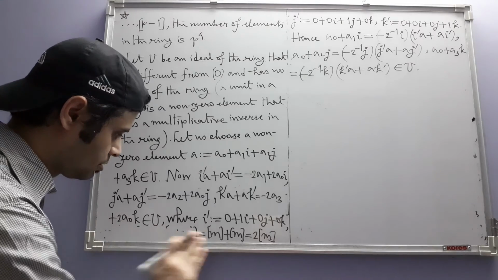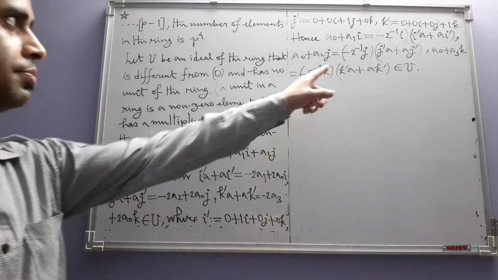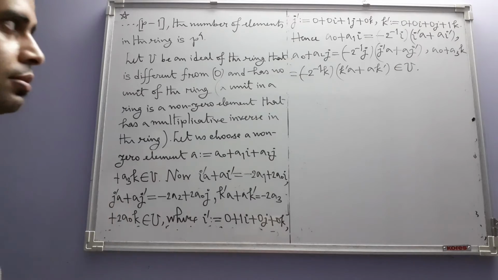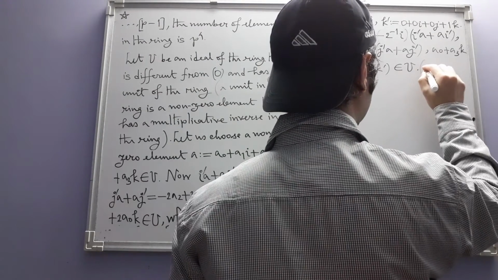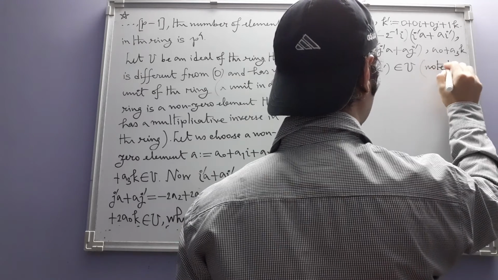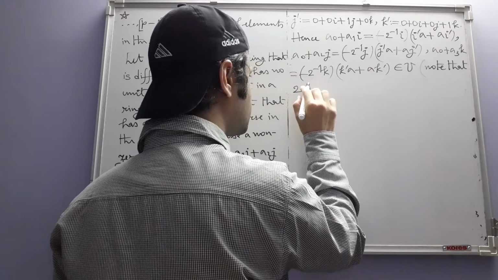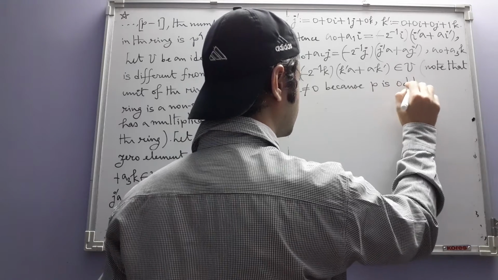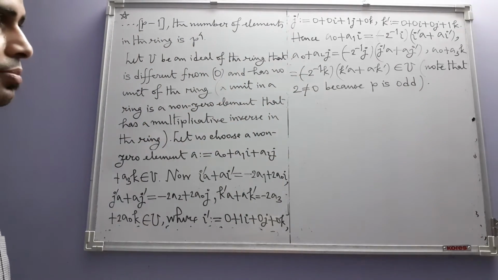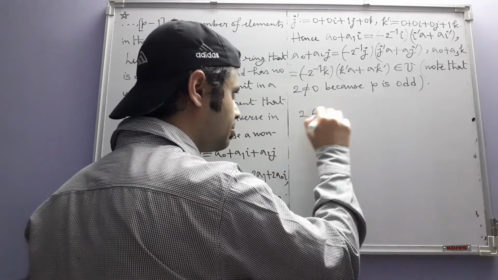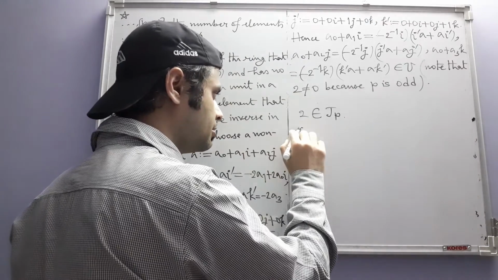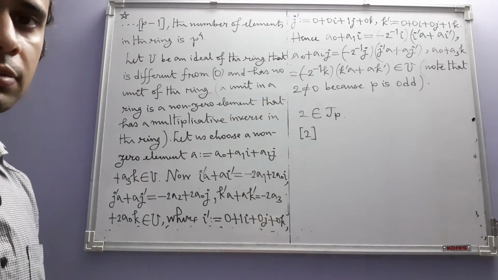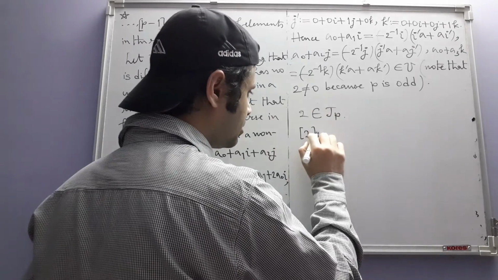And congruence class 2 is not a zero element in the integers mod p. That's what we have to write. Note that, in bracket, 2 is not equal to 0 because p is odd. What is the meaning of this? You see, 2 is an element in Jp. Actually, this 2 is this class, congruence class modulo p, which contains the integer 2. This statement just means this.